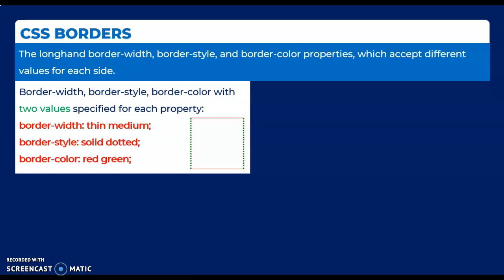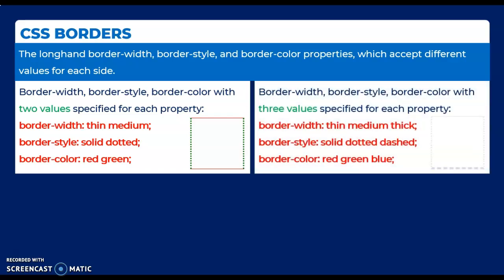Here's an example. Border width. Top and bottom borders are thin, right and left borders are medium. Border style. Top and bottom borders are solid, right and left borders are dotted. Border color. Top and bottom borders are red, right and left borders are green.